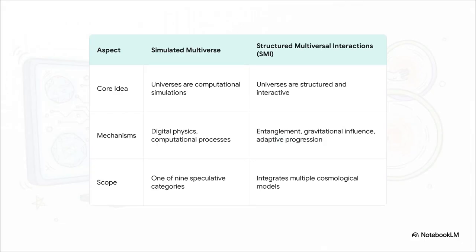All right, this table really breaks it down for us. Let's look at the mechanisms. See, the simulated multiverse is all about digital physics, just computational processes. But SMI suggests actual physical things we're already studying, like entanglement and gravity, could be the connections. And check out the scope. The simulation theory is just one of many speculative ideas, but SMI is trying to be a much bigger tent, a framework that could bring a bunch of different cosmological models together.